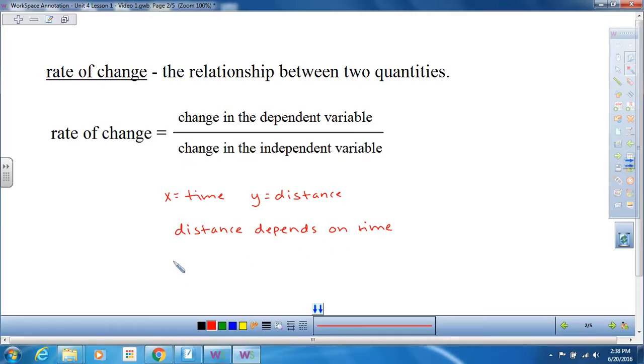So then the rate of change would be the change in distance over the change in time. Okay.